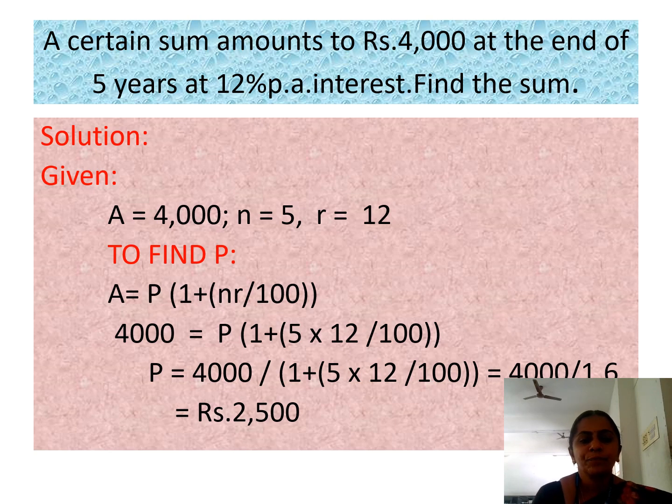We see the formula, that is A, the amount, is equal to P into 1 plus N R by 100. So you have to apply the given details, that is A is equal to 4,000. Here we need to find P, so keep it as it is, that is P into 1 plus N is 5, R is 12 divided by 100. So simplifying these terms, we get the principal amount is equal to 2500.